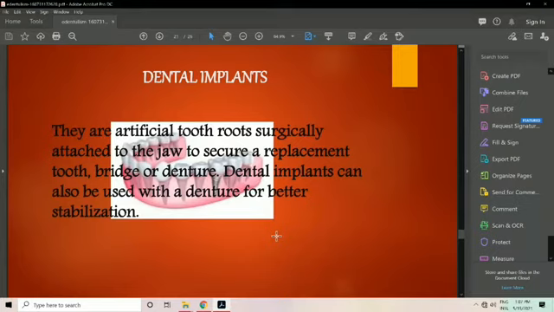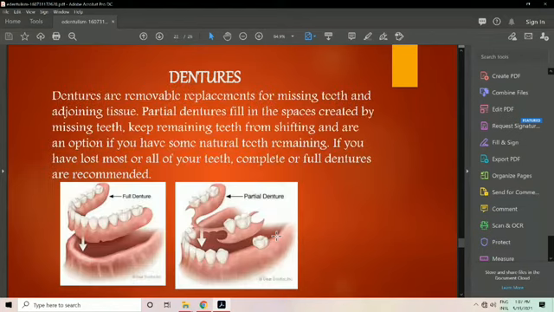So as I told, dental implants are artificial tooth roots surgically attached to the jaw to secure a replacement tooth, bridge or denture. Dental implants can also be used with a denture for better stabilization according to the different indications and contraindications for a particular patient. Dentures, you all know, dentures are used by many family members in our family, in our area. Dentures are removable replacements for missing teeth and adjoining tissues. Partial dentures fill in the spaces created by the missing teeth. This is the example of the partial denture, and this is the example of the complete denture.